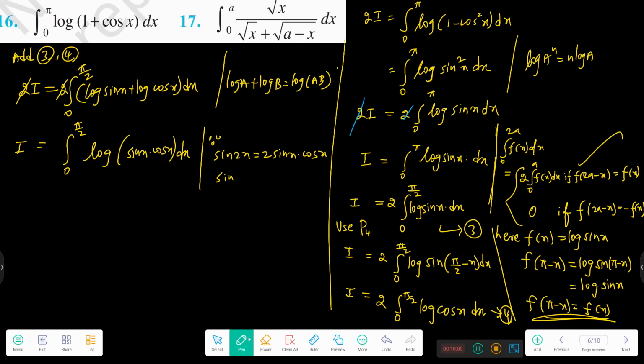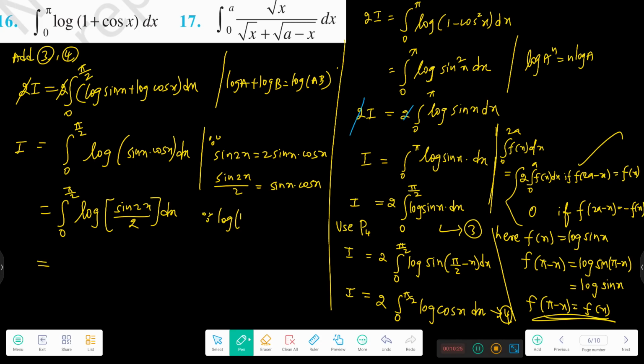Multiply by 2 and bring it opposite: 2 sin x divided by 2 equals sin x into cos x. So instead of sin x cos x, I can use sin 2x by 2. So the integral from 0 to pi by 2 of log of sin 2x divided by 2 into dx. Understand? Now this is the log a by b formula again.